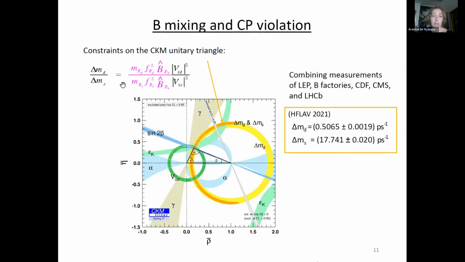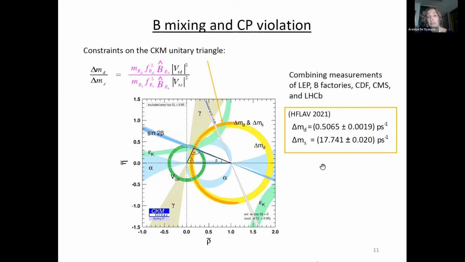You have this dependence here of this type, and then you can also have a constraint in the eta prime and rho prime plane for the CKM matrix unitary triangle, and then check if it is in agreement or not in agreement with the other measurements. This gives this Bt over Bts constraint, and then you have it here in this circle.